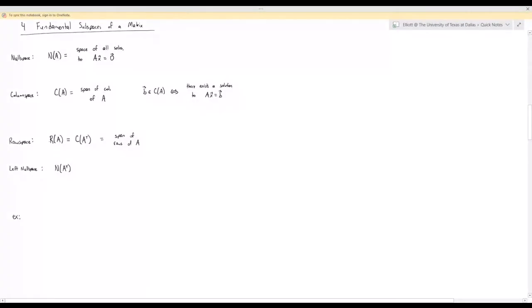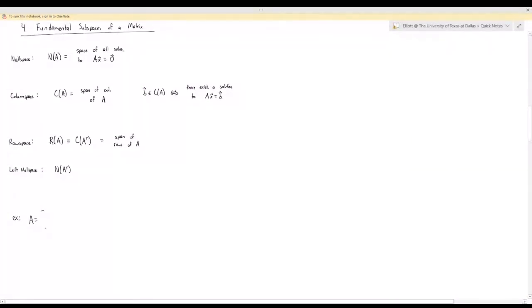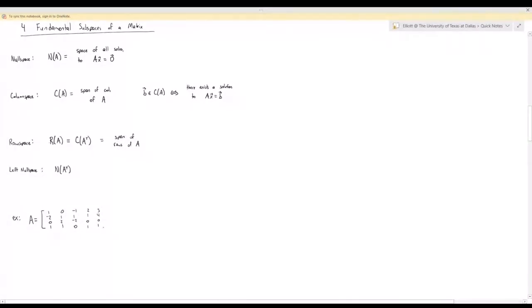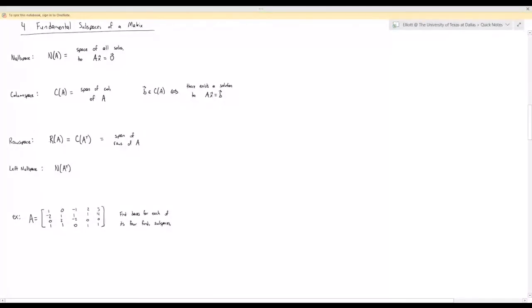So I'll talk more about them later, but for now, let's maybe start with an example. So let's say we have this matrix A. And for this matrix A, we want to find bases for each of its 4 fundamental subspaces. So we'll go over how to do that with this example.